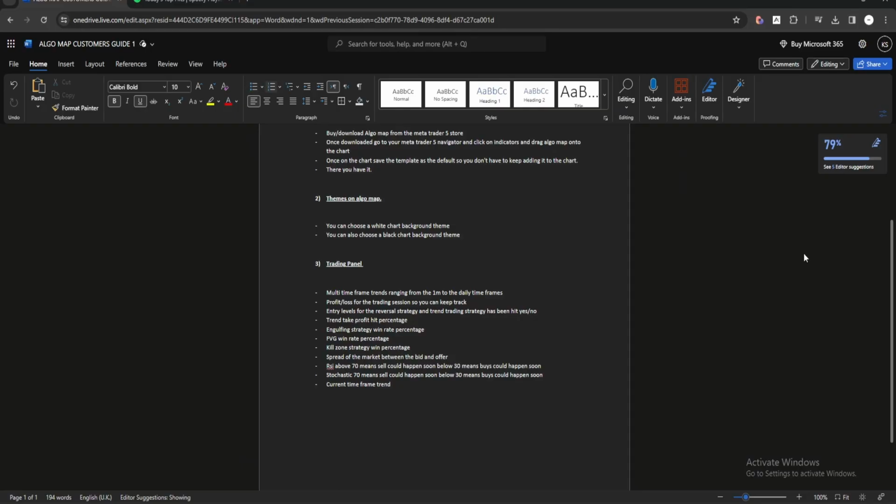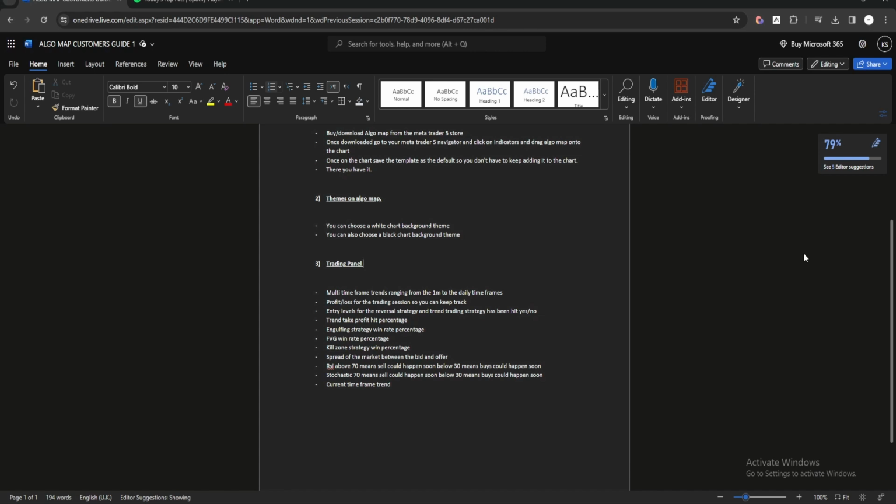Alright then, so the next thing is going to be number 3, the trading panel. The trading panel has the multi-time frame trends ranging from the 1-minute time frame to the daily time frame, so you can keep track on the multi-time frame trend. The next thing is going to be the profit and loss for the session you're in. So any profit or loss you make today or tomorrow, it will just be on that. It's pretty simple, and it's very good for psychology. So when you see you're up like 500 quid today, you might as well just stop trading. That's how I see it anyway.